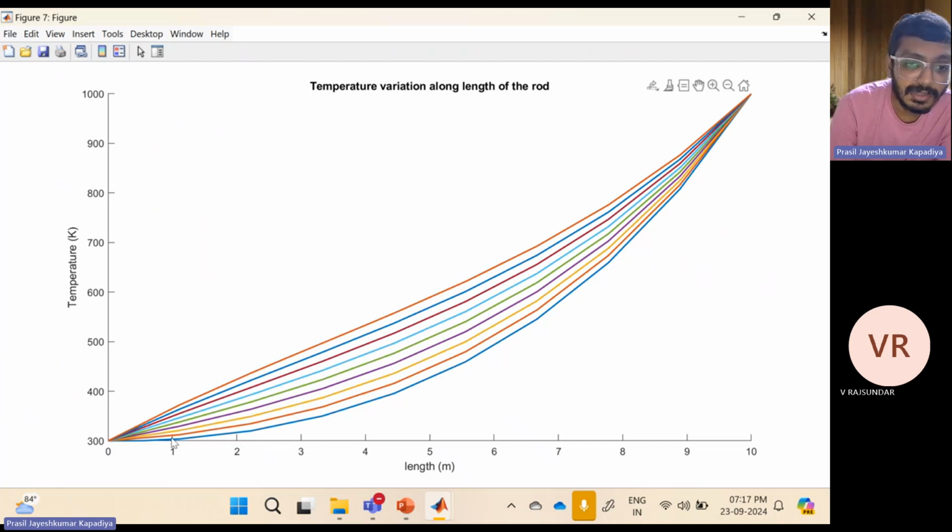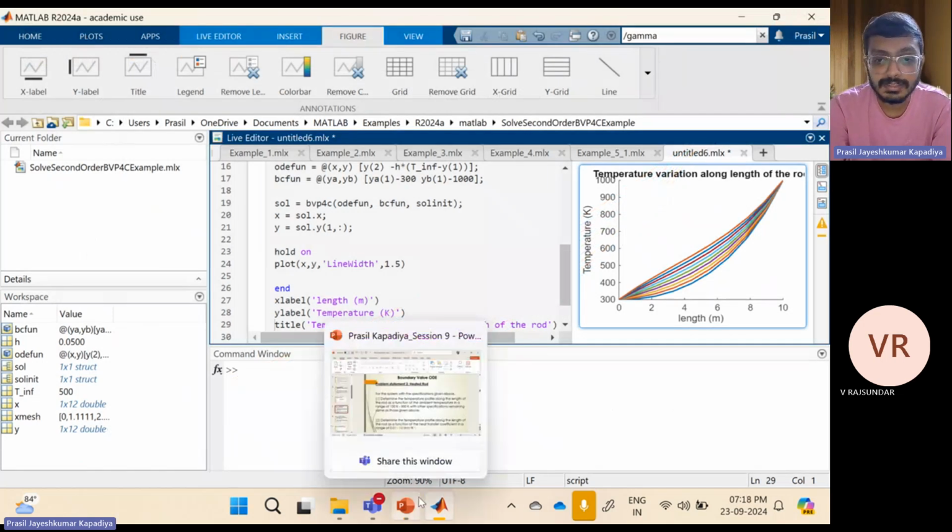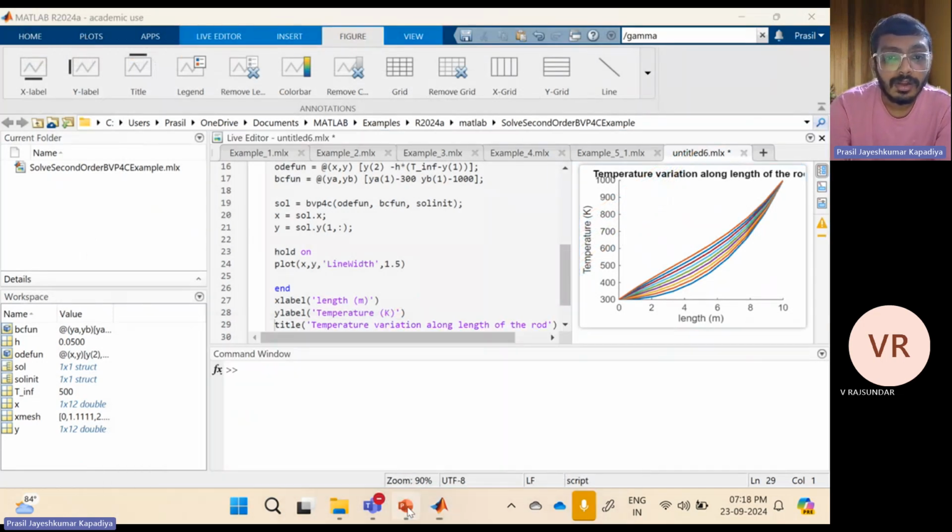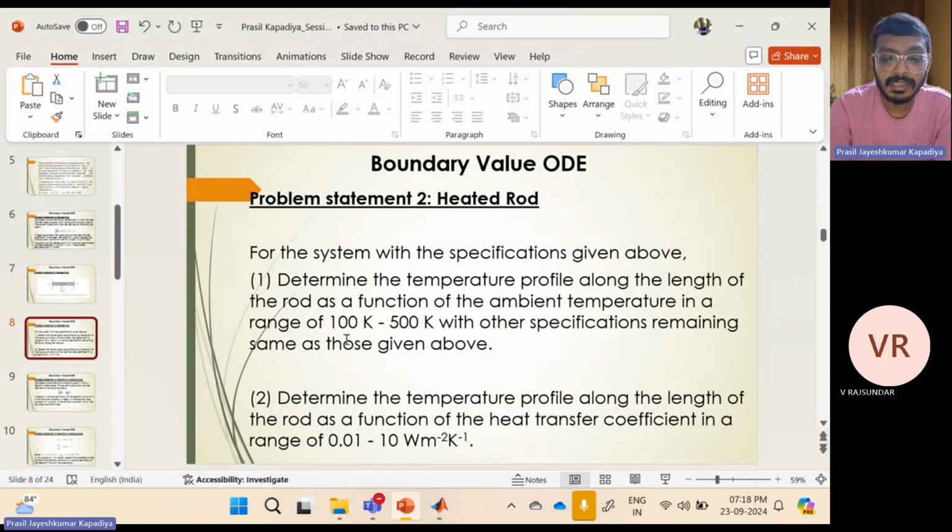earlier. So see here at x equal to 1, the temperature is near 300 Kelvin only when my ambient air temperature is 100, but at the same point it is more than 350, not near 400. So that is the only difference that we are getting. So this was part one of how we can see this with length, varying the temperature range.